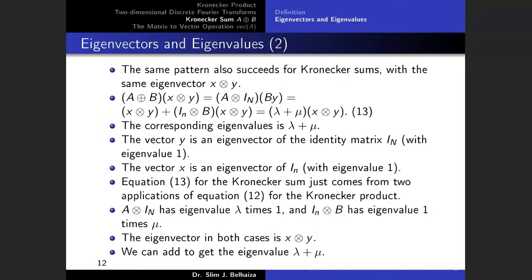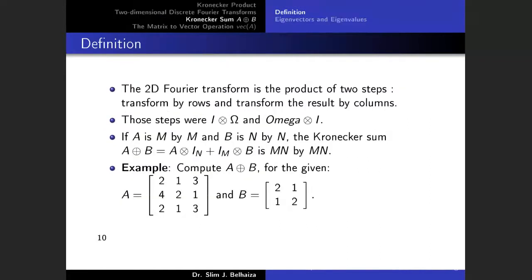I'll talk here about the Kronecker sum, and here is the definition. In fact, a 2D Fourier transform is the product of two steps. First of all, transform by rows, and then a transform of the result by columns. Those steps are the Kronecker products I by omega and omega by I.